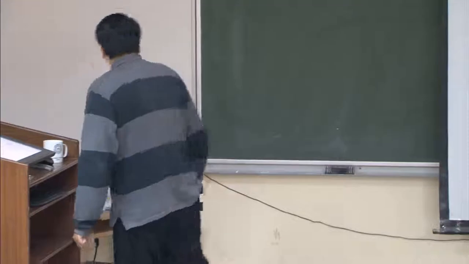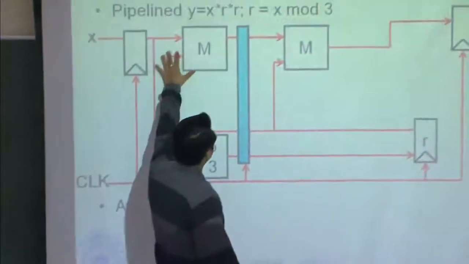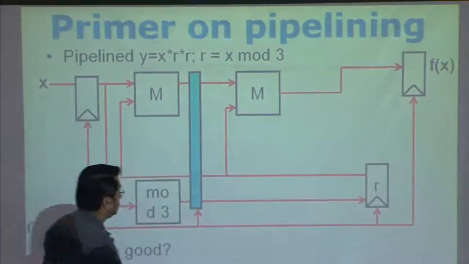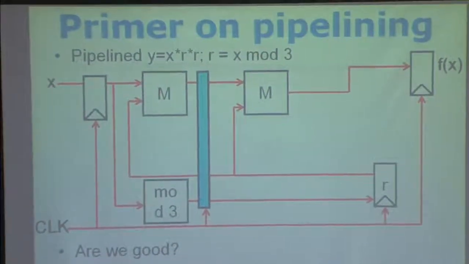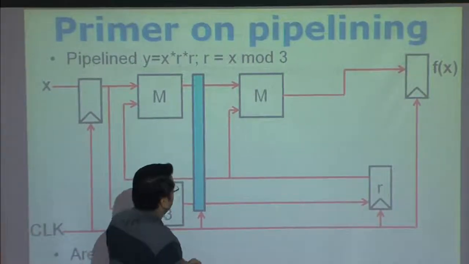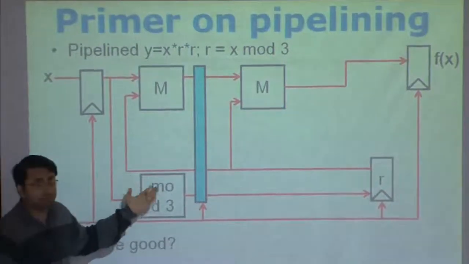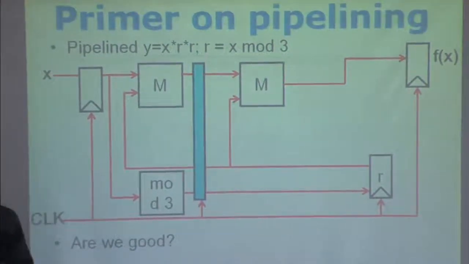The way to pipeline it was that we said, well, if we put a pipeline latch here, meaning this is stage one, this is stage two, this one doesn't work. Because this particular value essentially is not really available on time. That's the problem.